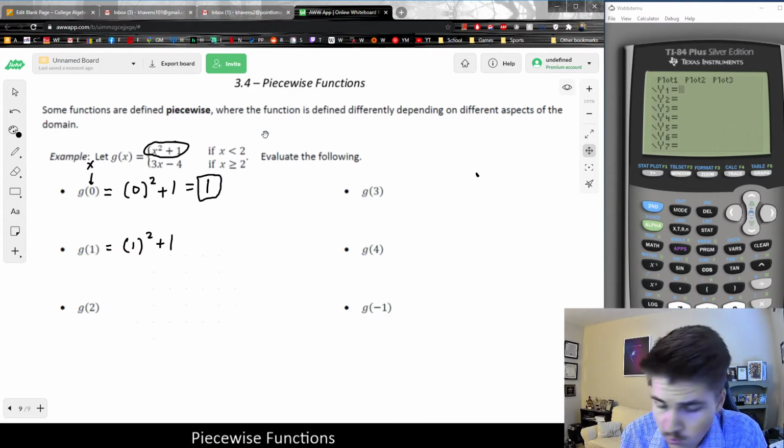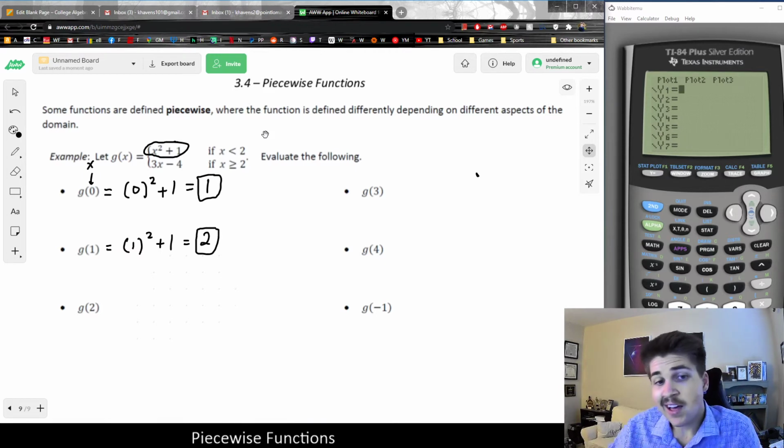And 1 squared plus 1 is 1 plus 1, which is, of course, 2. And we can evaluate it the same as a normal function. No differences, just using the top formula.